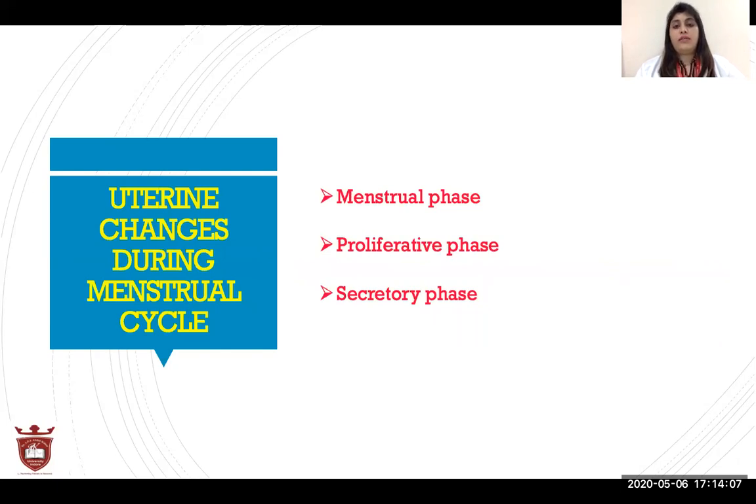Now, when the ovary is busy preparing the egg for ovulation, at the same time, the uterus is also busy preparing the endometrium for implantation.